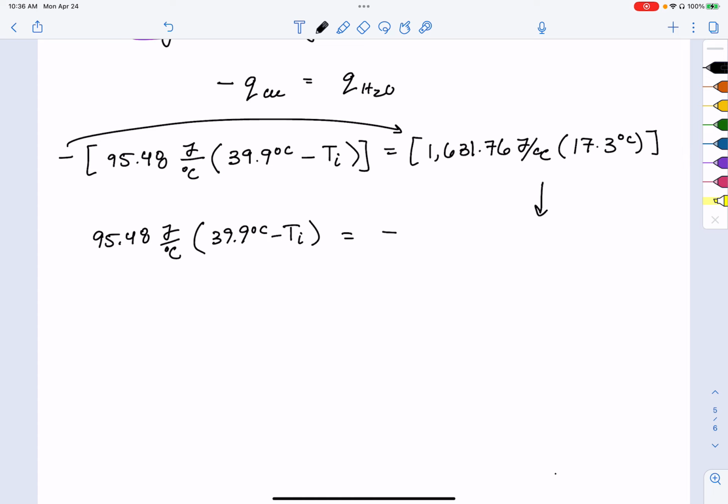So 1,631.76 times 17.3. This gives me 28,229.488. Again, my fully unrounded value. Okay, let's look at our units here. Degree C per degree C. This gives me joules.